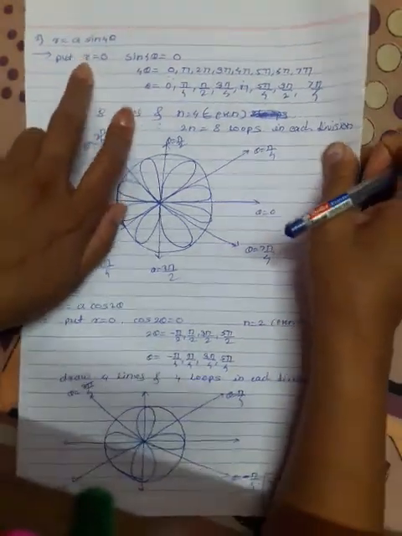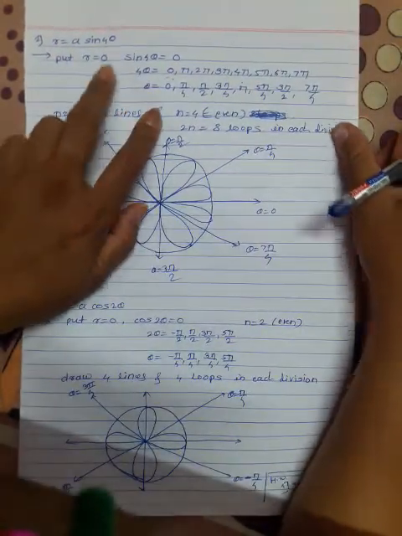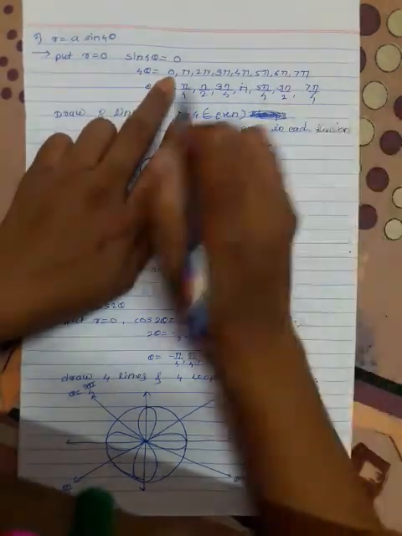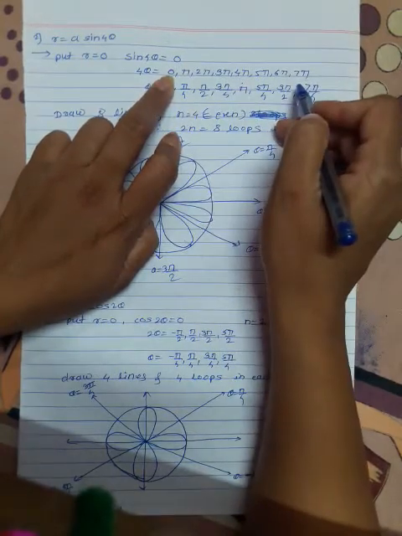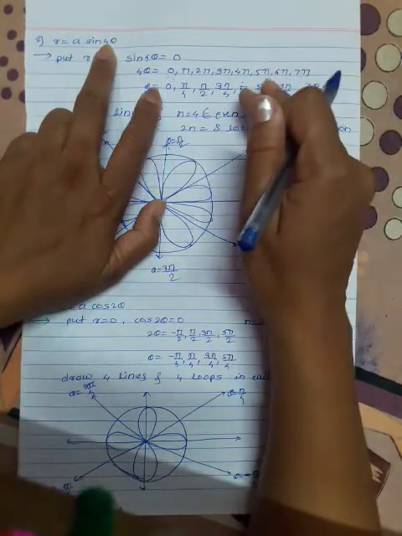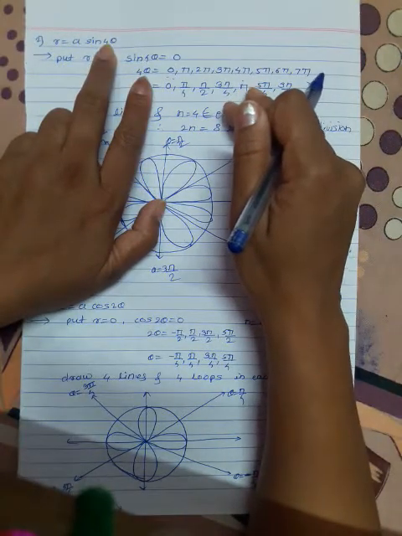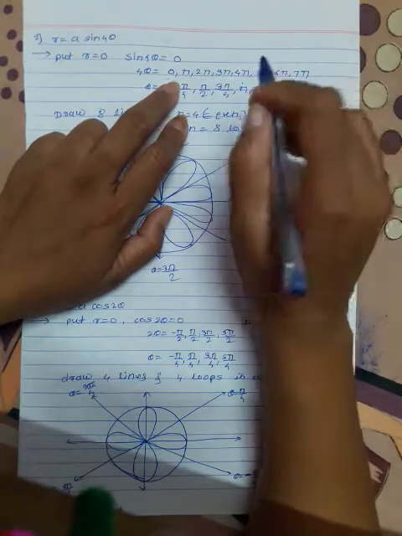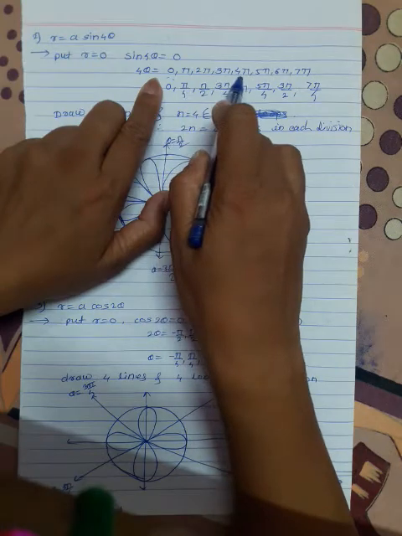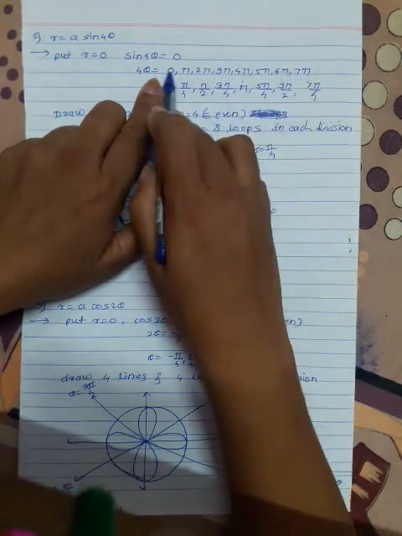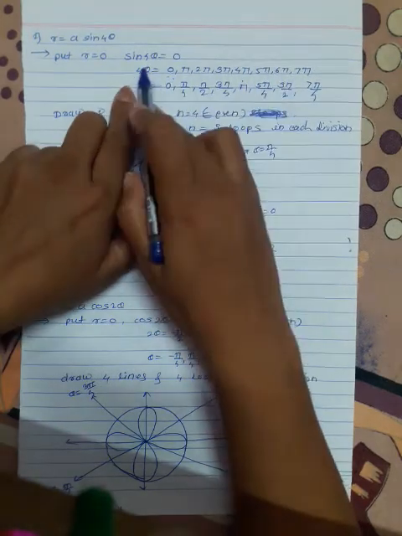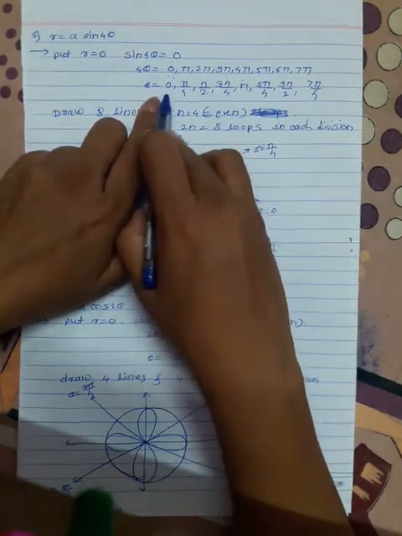Let us take example E1: r equals a sine 4 theta. First step, put r equal to 0, meaning sine 4 theta equals 0, so 4 theta becomes 0. Now how many angles do we have to consider? 4 into 2. In sine or cos, whether n is even or odd, the angles should be 2 into this number: 8 angles. That means 0, pi, 2 pi, 3 pi, 4 pi, 5 pi, 6 pi up to 7 pi. The total number is 1, 2, 3, 4, 5, 6, 7, 8, including the 0. Now take 4 on that side. We get 0 upon 4, which is 0.